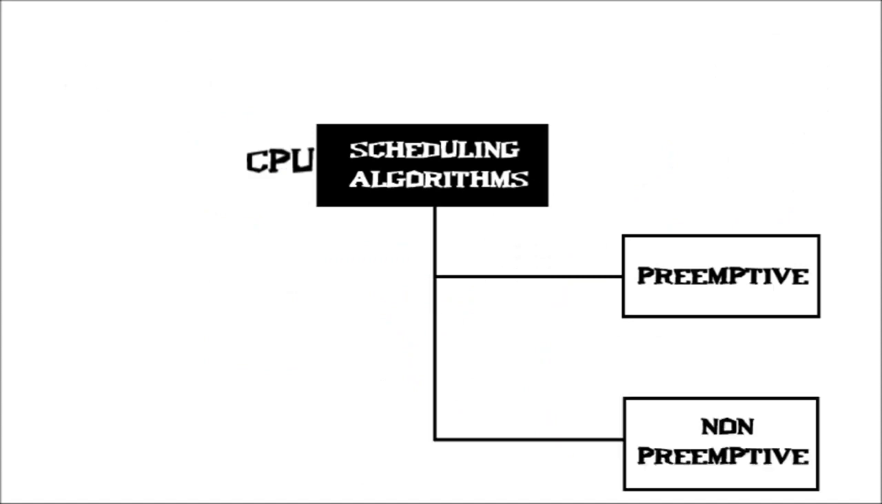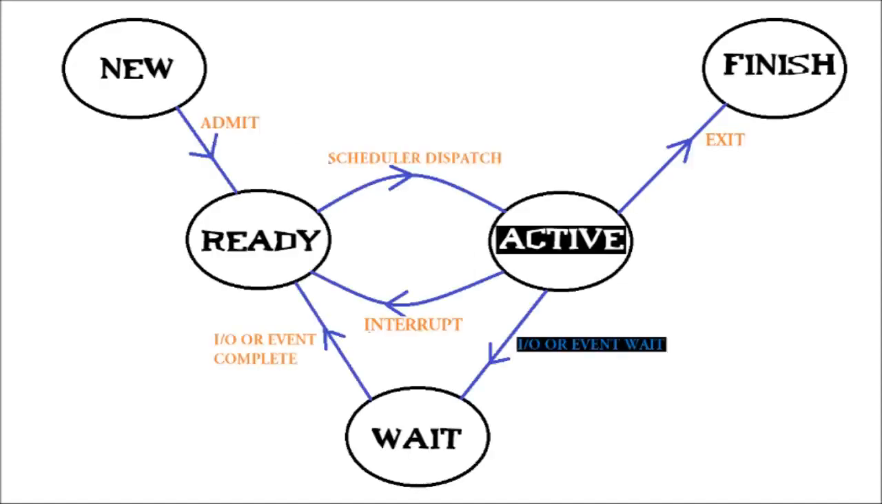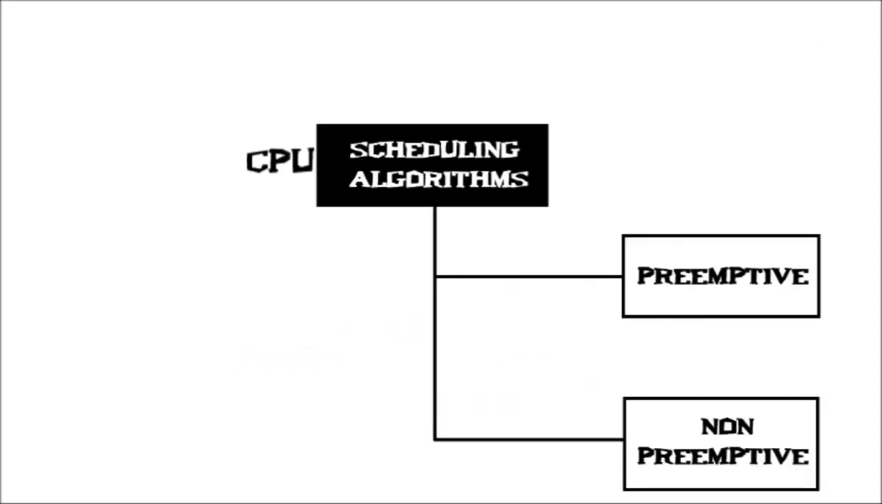Non-preemptive scheduling. In this class of CPU scheduling algorithms, a process once given access to the CPU will leave it only after its execution is complete. If a CPU scheduling decision is made when the process switches from active state to wait state, or when it terminates, there is no choice but to use non-preemptive scheduling.